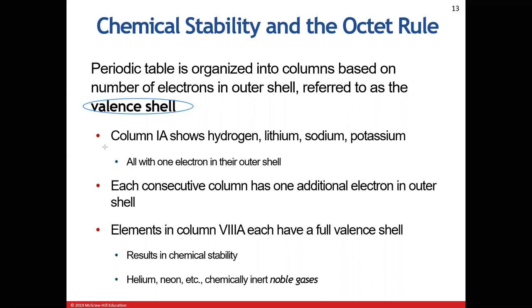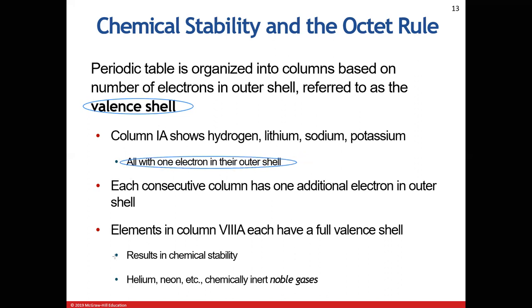Lithium has 3 electrons. So it's going to fill its first innermost shell with 2, and then its second shell is going to have 1. Sodium has 11 electrons. So again, its first shell is going to have 2. Its second shell is looking to be full, and that second shell can have up to 8. And so its third shell leaves us with 1. And so again, all of these have 1 electron in their outer shell.